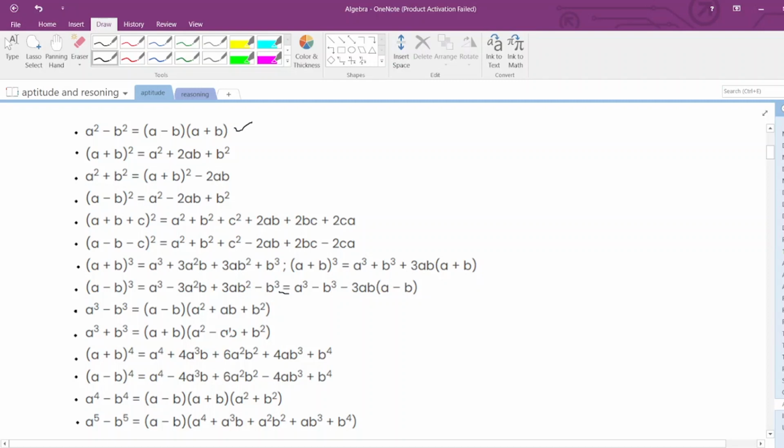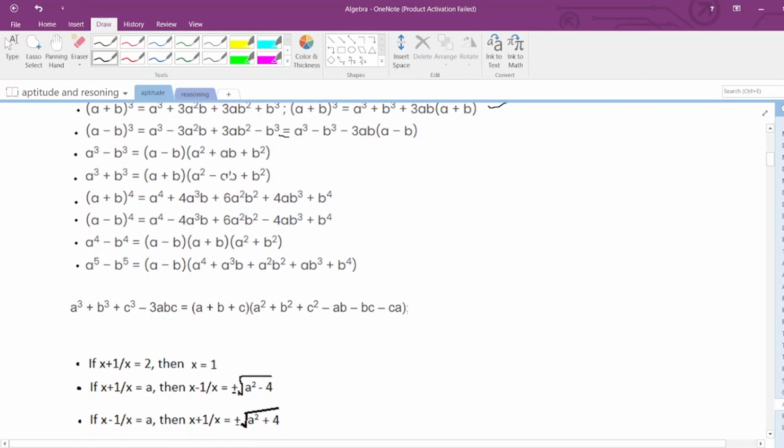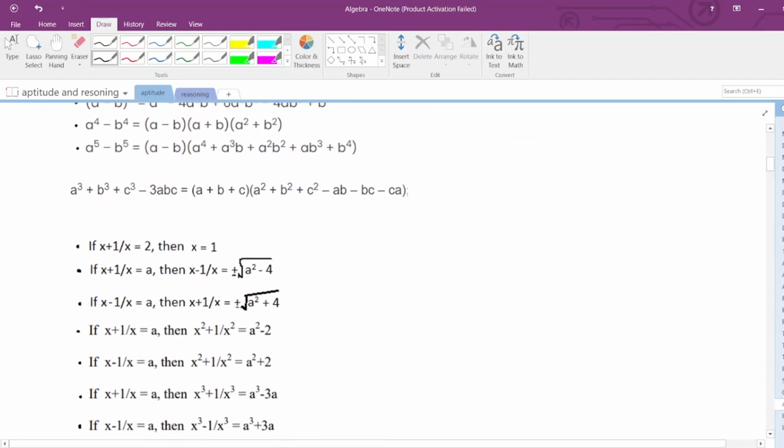In the same way, (a plus b) whole square, (a minus b) whole square, (a plus b) whole cube, (a minus b) whole cube, right? (a plus b) whole power of 4, (a minus b) whole power of 4. In the same way for 5 also. So please remember all these formulas, very important.